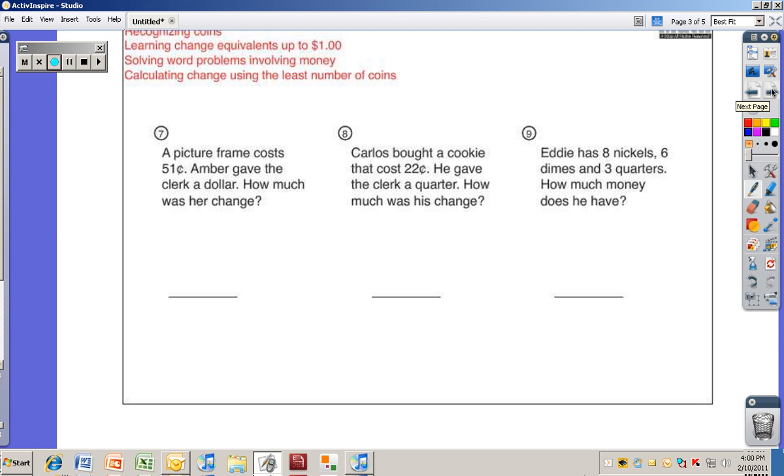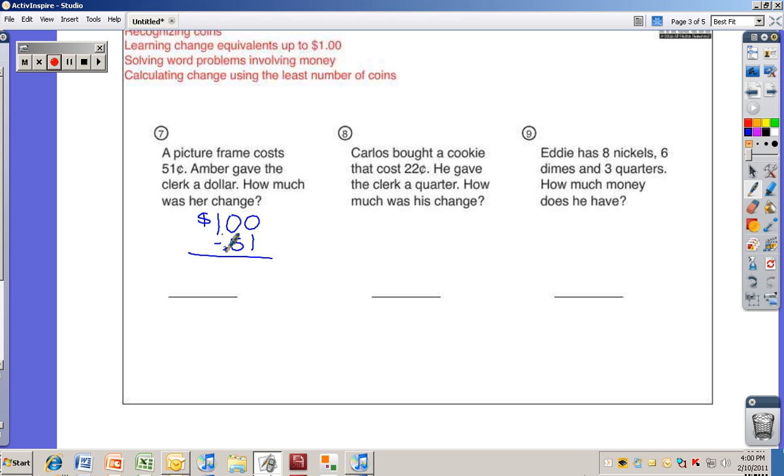Here's number 7, a picture. Go ahead, pause the video and see if you can do these on your own. Turn it back on when you're ready to see me solve them. A picture frame cost 51 cents. Amber gave the clerk $1. How much was her change? The change is figured out by subtracting, so we have $1. Take away the 51 cents.